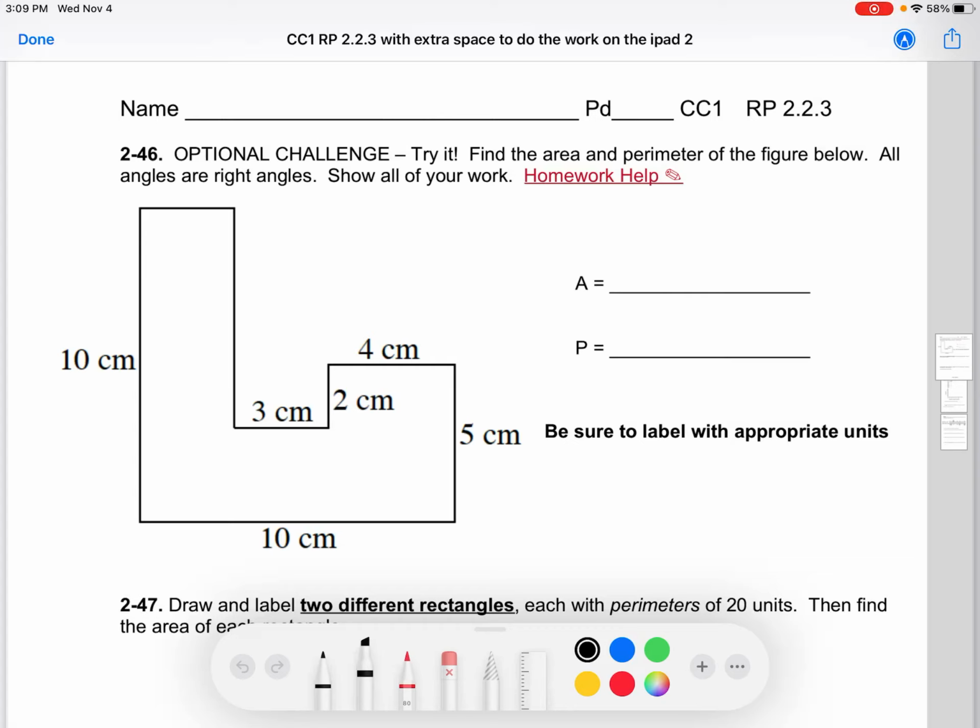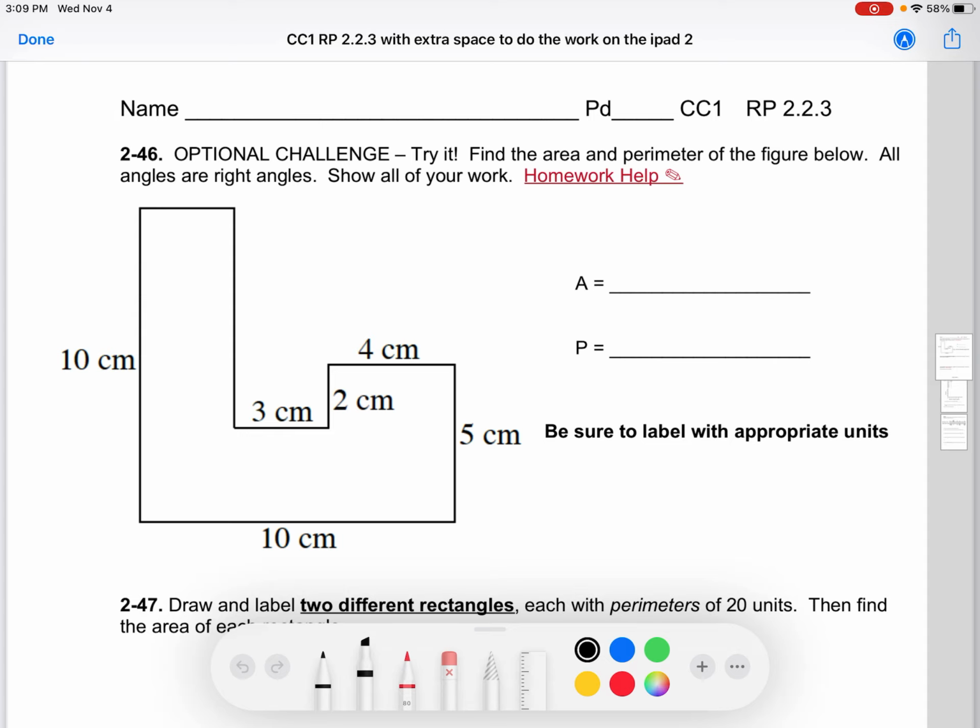Hey there, I'm going to go very quickly through this optional challenge problem. I don't know if I'll do it all or just enough to hopefully get you there, but at least we'll get things moving, right? So 2-46, optional challenge: area and perimeter of this figure below.